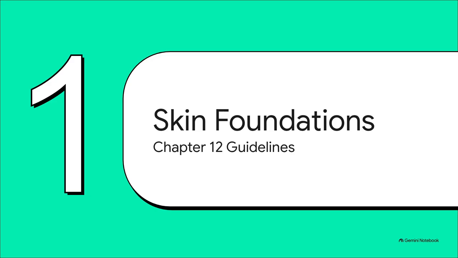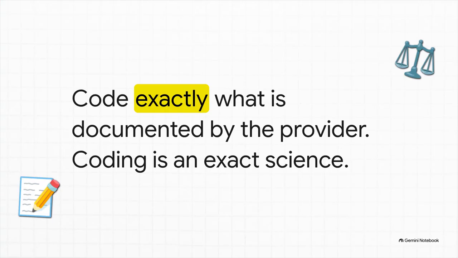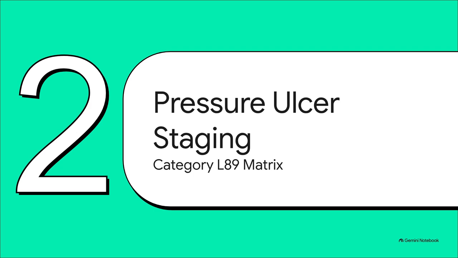All right, starting us off, Section 1, Chapter 12, Skin Foundations. Before we even think about looking at a single L code, we have to establish the absolute, rock-solid CMS law for this entire chapter. You code exactly what is documented. That's it. Coding is an exact science, right? It's not some guessing game based on clinical assumptions. So if the provider doesn't explicitly write it down in the medical record, well, it simply doesn't exist for your claim. Period.